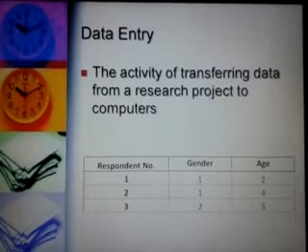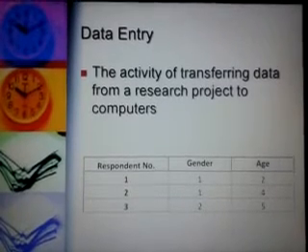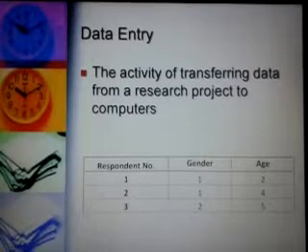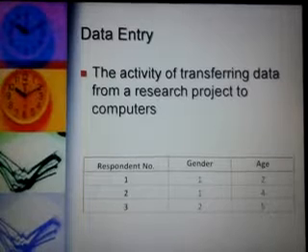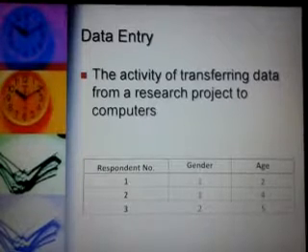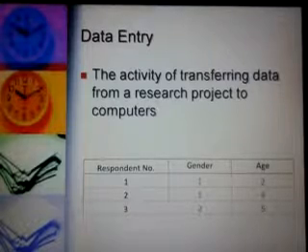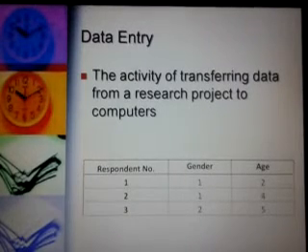This is the activity of transferring data from a research project to computers. The data that has been collected, maybe physical questionnaires, or some software used for the questionnaire filling process, needs to be entered into computers or software or a system. That is the process of data entry.